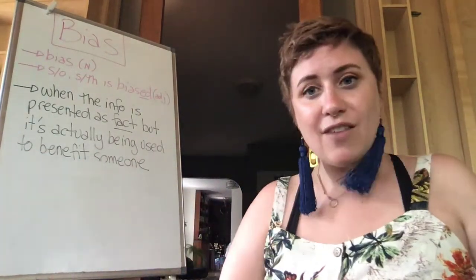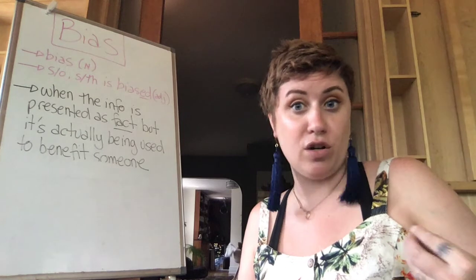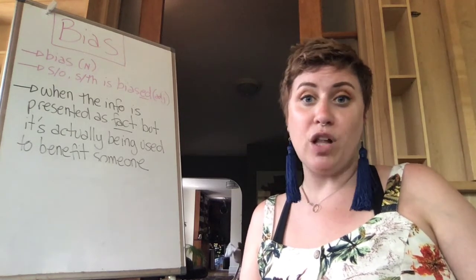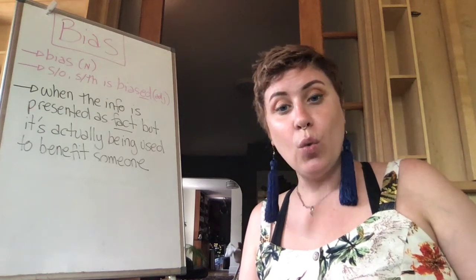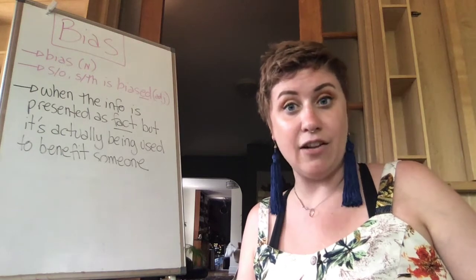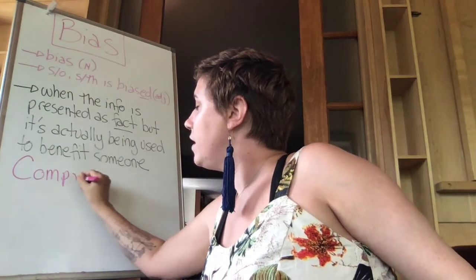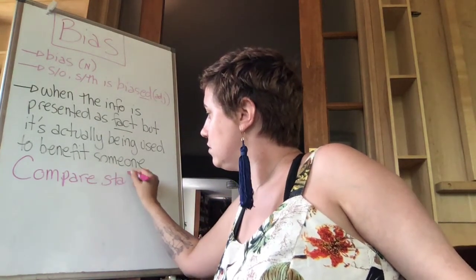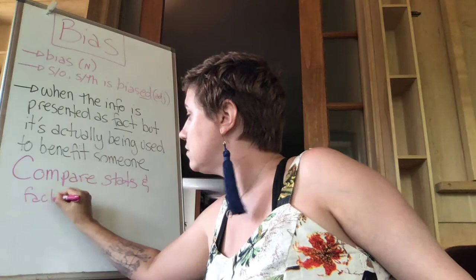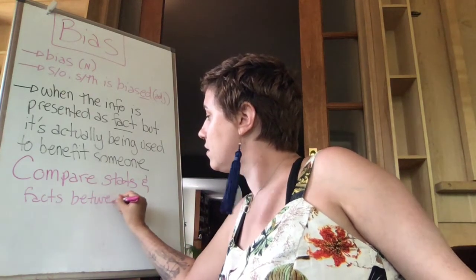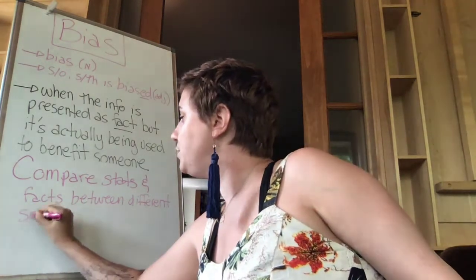When we do research in level 7, we really ask you to find one source to support your work. But when you're doing actual academic research, one source is never enough, especially when you are dealing with scientific information. So always compare statistics and facts between different sources.